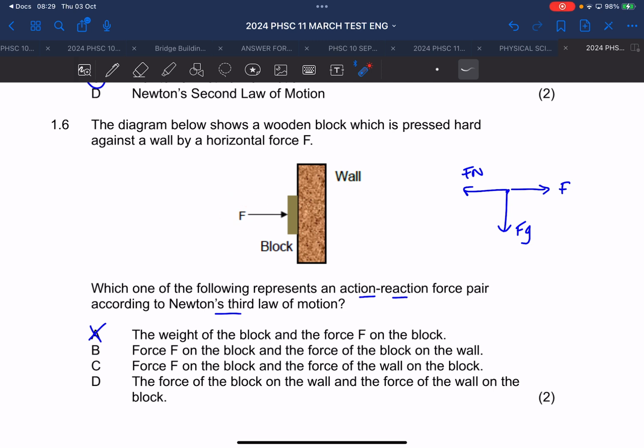So when they ask action, reaction, or when they speak about Newton's third law, you're going to be very thorough and very clear in your subscripts on the block. So what is force F? Force F is the force of hand on block.